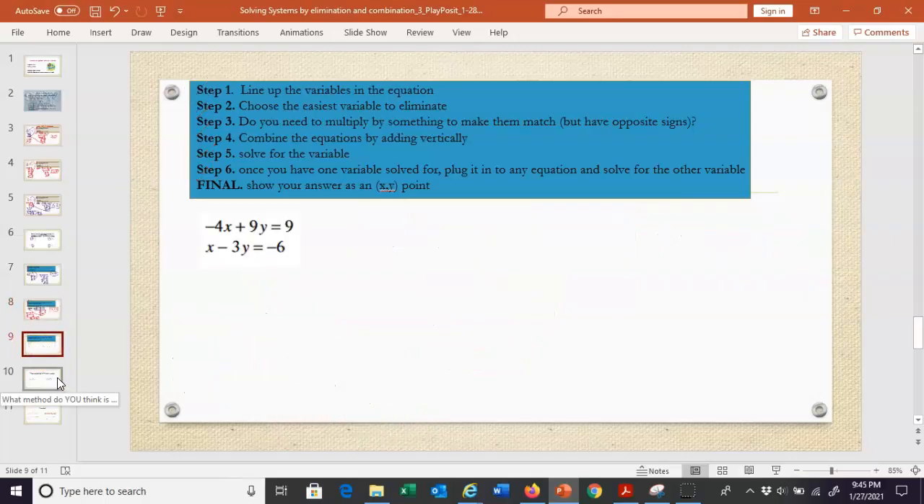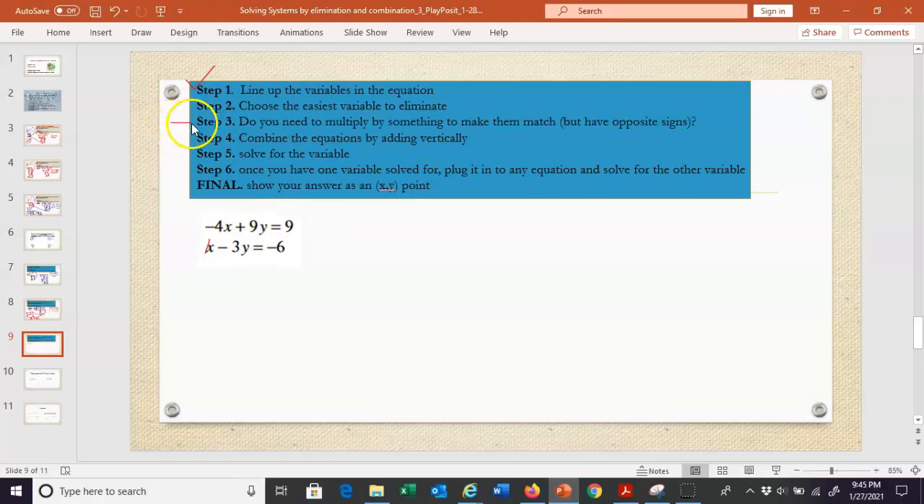Okay, let's do one more. We're going to line up the variables in the equation. They're already lined up. The x's are with the x's and the y's are with the y's. Done. Step number 2, choose the easiest variable to eliminate. So when you look at this one, that's kind of up for discussion, right? Because right now, as it stands, none of them are opposites of each other yet, right? This is a 4, this is a 1, this is a 9, this is a 3, negative 3. So none of them are opposites.